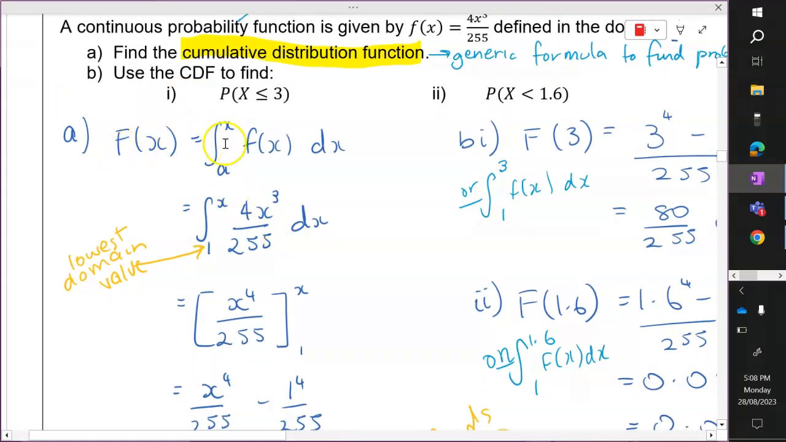So F of x is the integral between x and a of our function. Okay, so our smallest number in our domain is 1. It goes to the bottom, x goes at the top. Our function goes in here. We're going to integrate that function with respect to x. Pause the video and have a go.